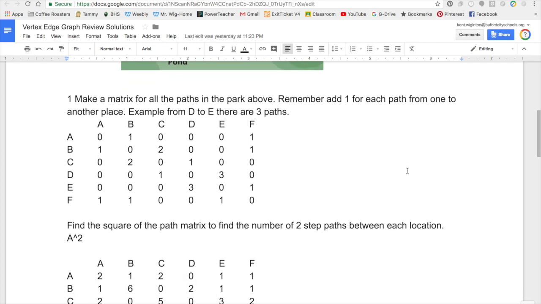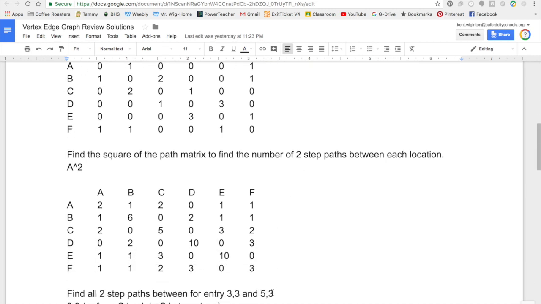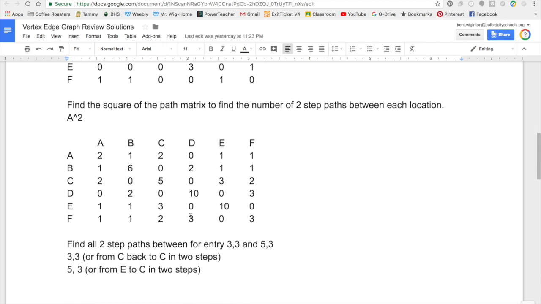But then I ask you to square it, and what that does is map out the different two-step paths that you can find. This one is a little bit more complicated. Of course, you don't have to figure it out. You just go into your matrix in your calculator, square the original one, and then copy down the correct values here. So unless you messed up typing it in, you should get this exact matrix.